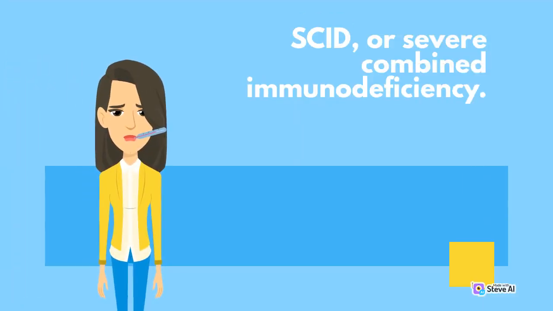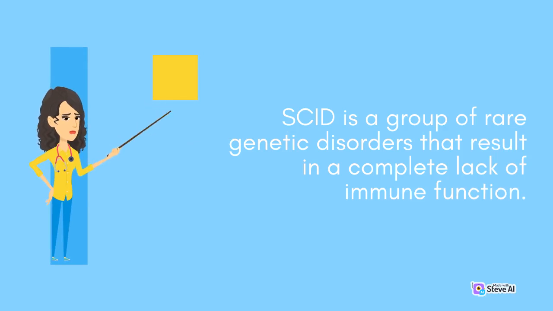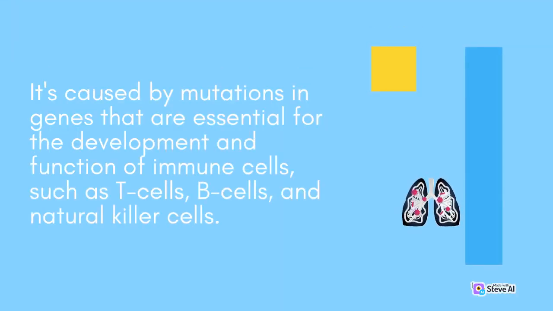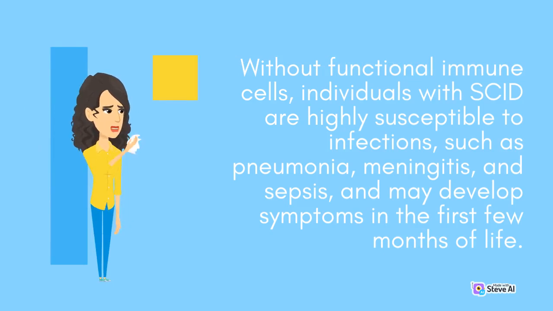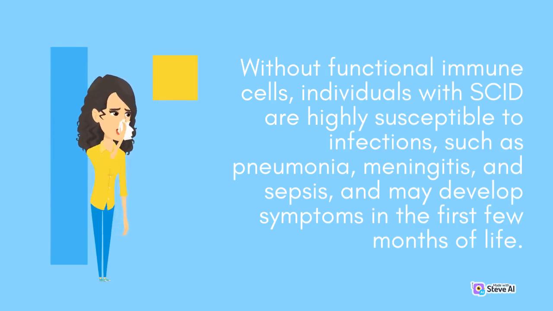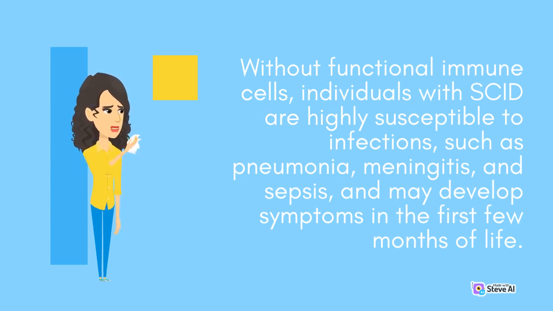SCID, or severe combined immunodeficiency. SCID is a group of rare genetic disorders that result in a complete lack of immune function. It's caused by mutations in genes that are essential for the development and function of immune cells, such as T cells, B cells, and natural killer cells. Without functional immune cells, individuals with SCID are highly susceptible to infections, such as pneumonia, meningitis, and sepsis, and may develop symptoms in the first few months of life.